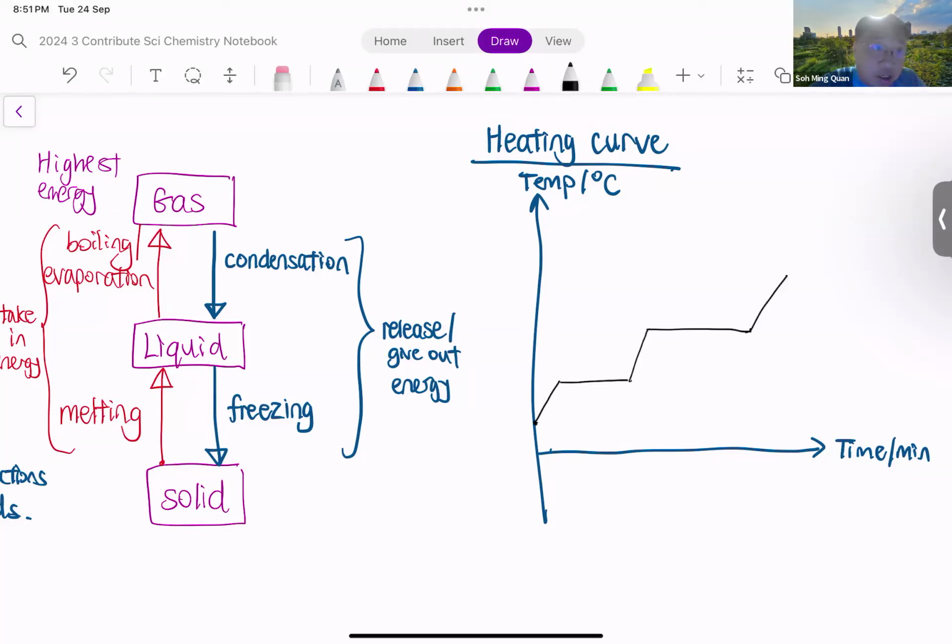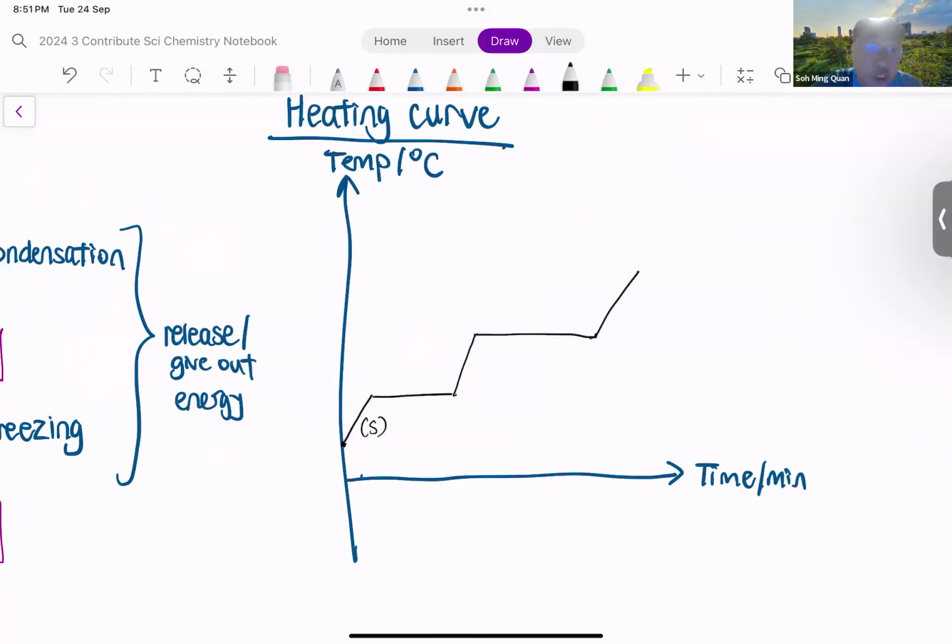Okay, so this is a typical heating curve for a solid. So what happens is that you start off as a solid. So the substance is originally a solid and is being heated up. Now, it will reach a certain point where the temperature remains constant. When it remains constant, this means that it's changing state. That means it is changing from the solid to the liquid state. And of course, this is called melting. Solid changing to liquid is called melting.